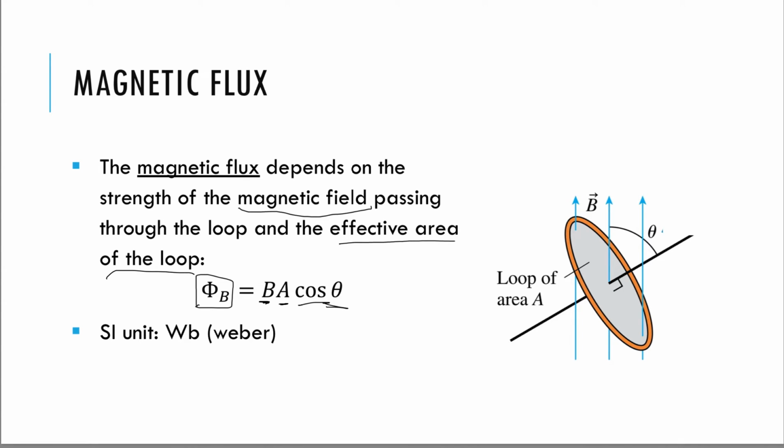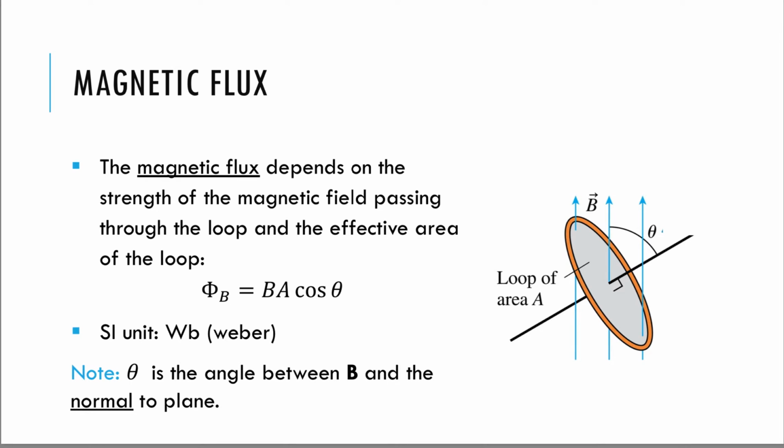I do have a note here, which is that in this equation, theta is the angle between the magnetic field and the normal to the plane. This mimics what we saw in the previous slide, but basically we care about this angle theta, which is between this line here, which is the normal to the loop, right? The normal is a line that is perpendicular to this loop, and theta.